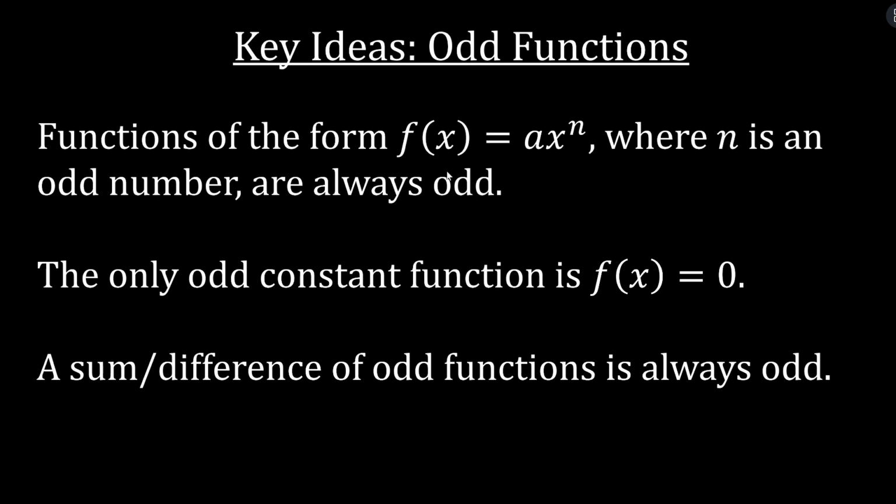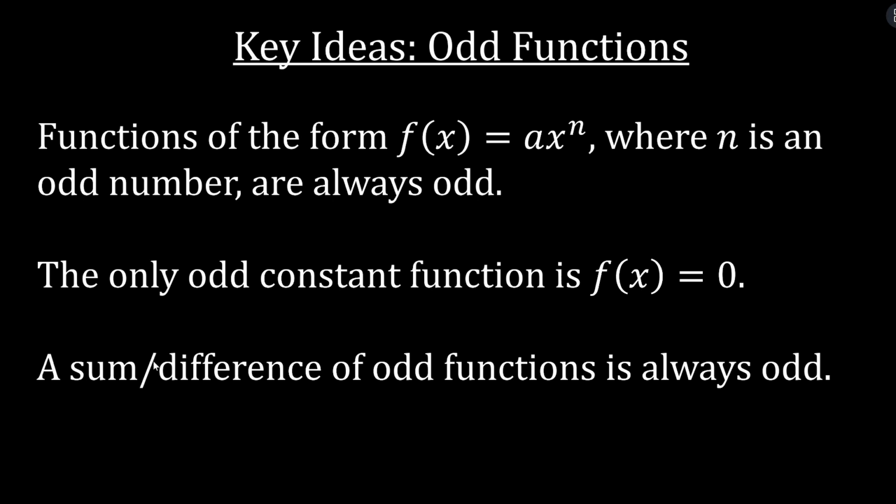Okay? Additionally, this is the different part. The only odd constant function is f of x equals 0. In fact, this function is the only function that is both odd and even. Okay? So any other constant function, f of x equals 1, negative 5 over 2, pi, whatever it is, that's definitely not going to be odd. It's going to be even.